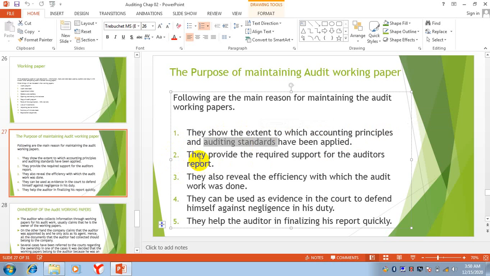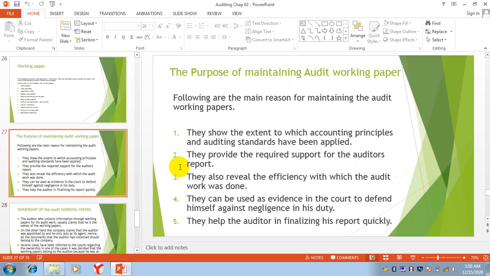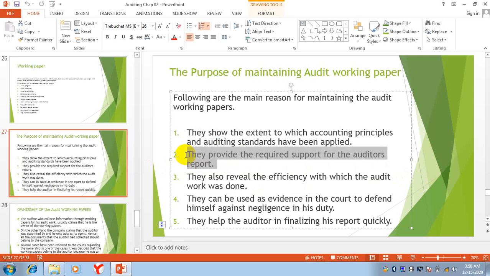The second reason is they provide the required support for the auditor's report. When the auditor is making his report, he is using these working papers, and on the basis of these working papers, he is making his audit report. So the working papers are used for making the auditor's report.